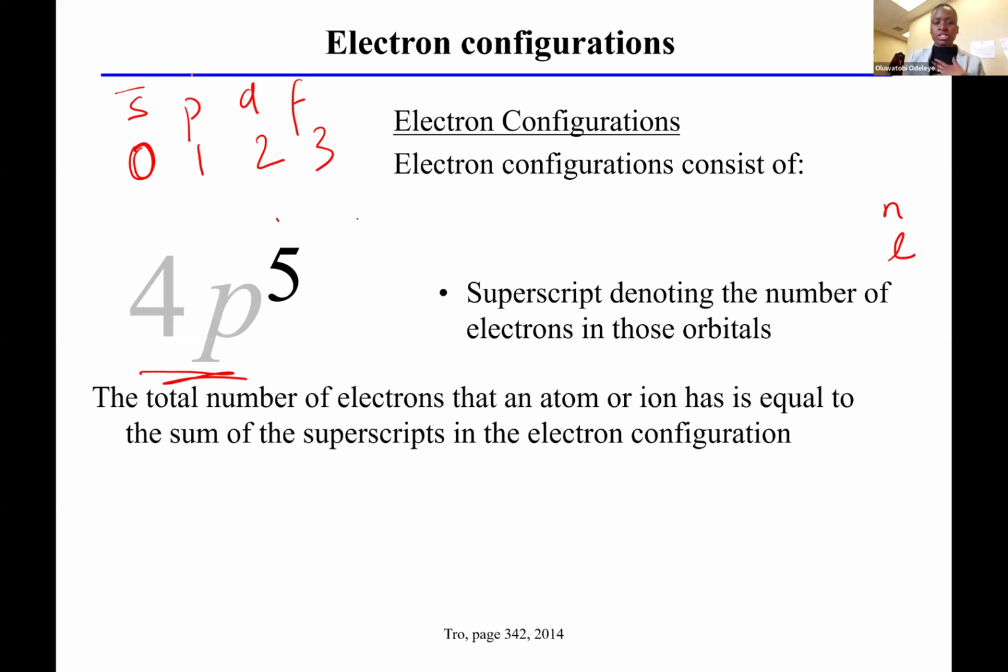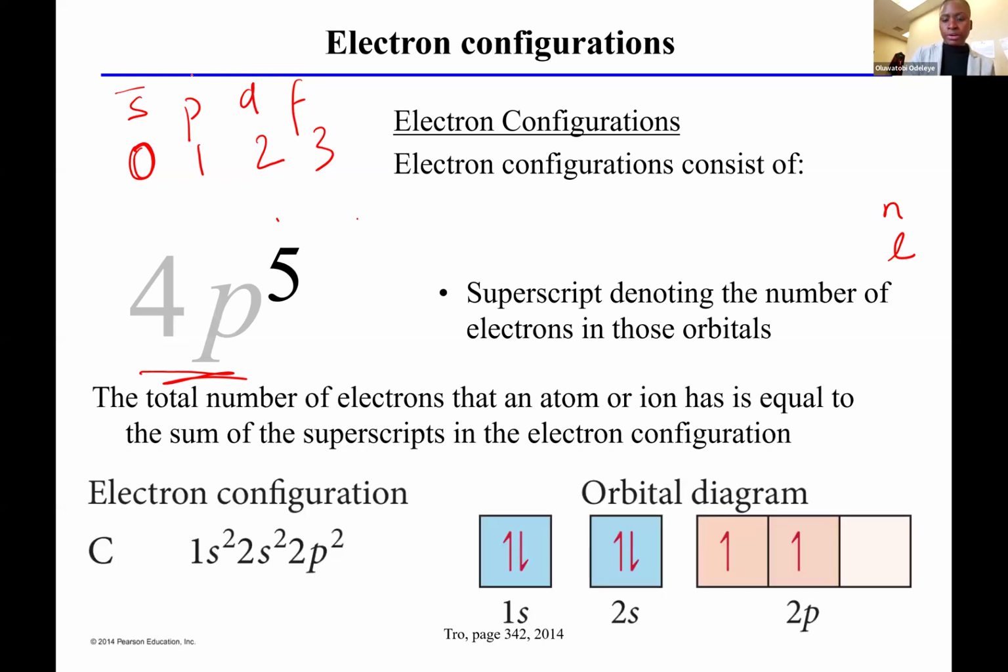Okay. So for example, for carbon, here's the electron configuration. It has 2 in the 1s orbital, 2 in the 2s, and then 2 in the 2p orbital, for a total of 6 electrons for carbon.